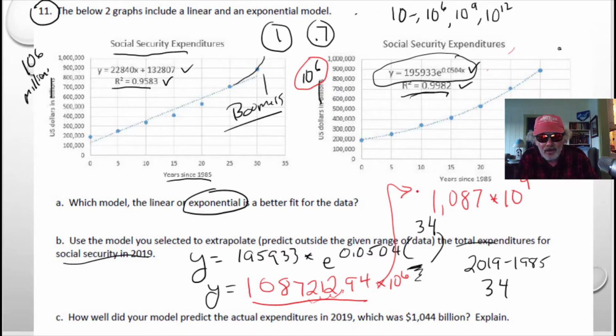You might want to explore that a little bit. Because I know down here, this is what it says. How well did your model predict the actual expenditures of 1,044 billion, which is times 10 to the 9th too? So now we can look at this and compare them. And I would say the model predicted it pretty well.